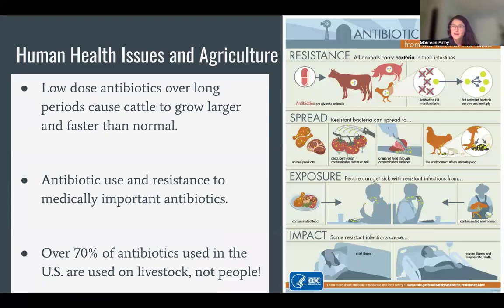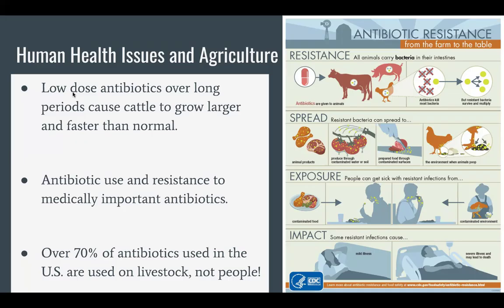Another animal related issue with human health is that of antibiotic resistance. So, bacteria that are resistant to our antibiotic drugs. How does this happen? Well, first of all, why do we use antibiotics in livestock? One reason is pretty straightforward. Just like us, sometimes animals get sick and we have to treat them with an antibiotic to get rid of an infection.